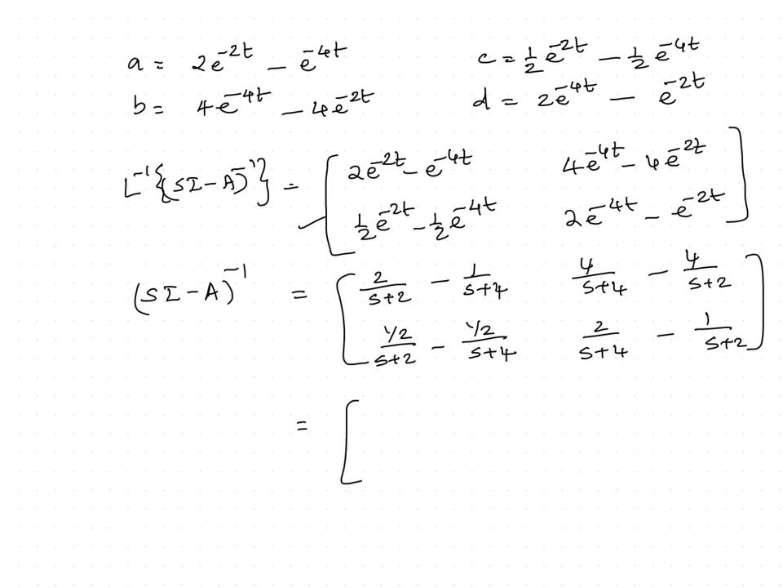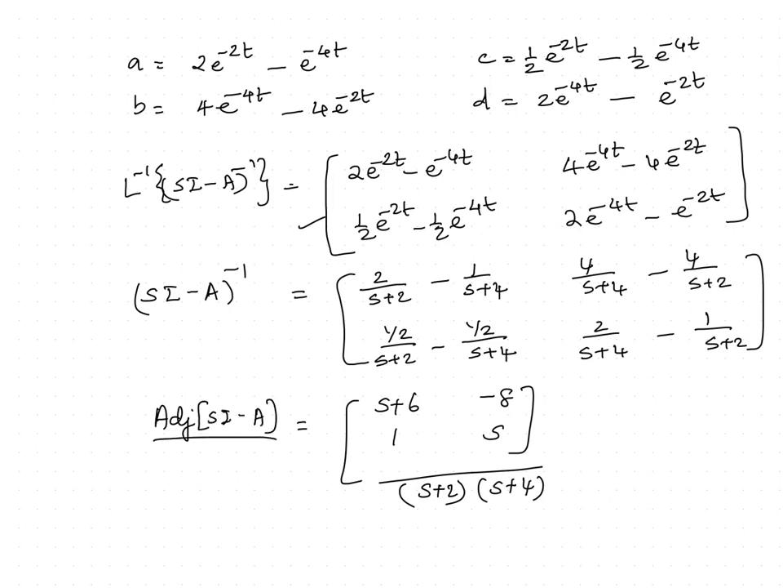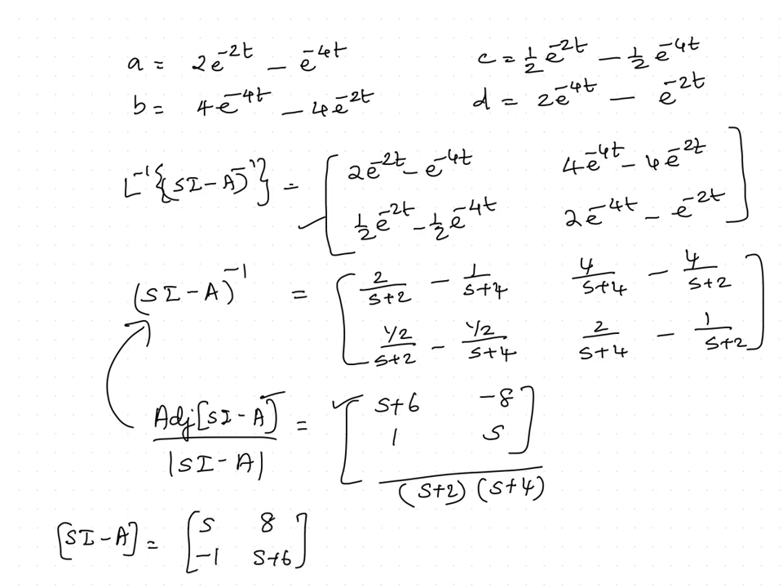On simplification, we get [s plus 6, minus 8; 1, s] divided by (s plus 2) into (s plus 4). So basically this is adjoint of (sI minus A) by determinant of (sI minus A), because it is (sI minus A) inverse. So the numerator matrix will be nothing but adjoint of (sI minus A). This results in sI minus A as [s, 8; minus 1, s plus 6], which results in capital A is equal to [0, minus 8; 1, minus 6].